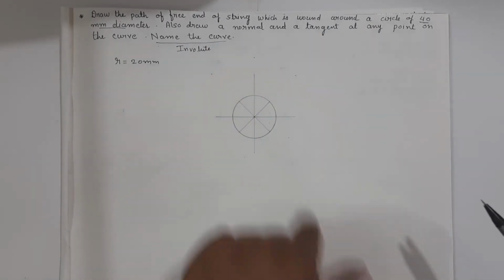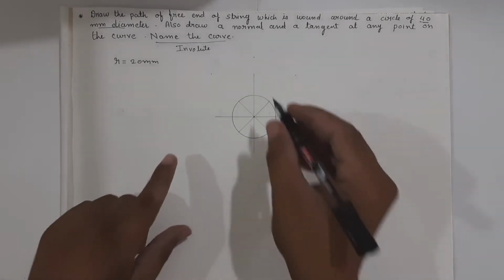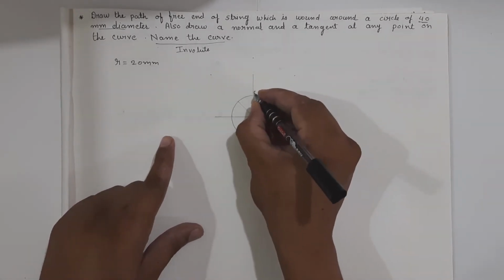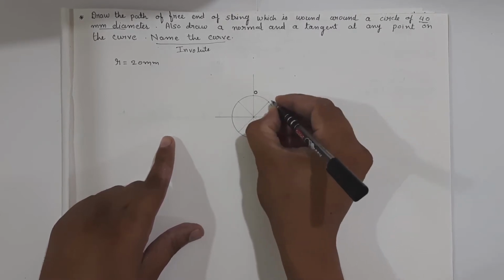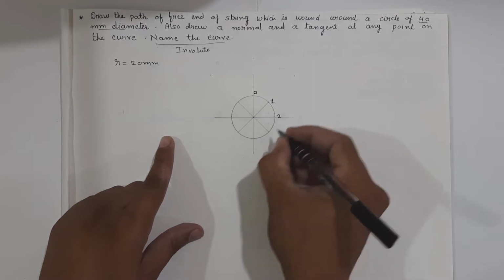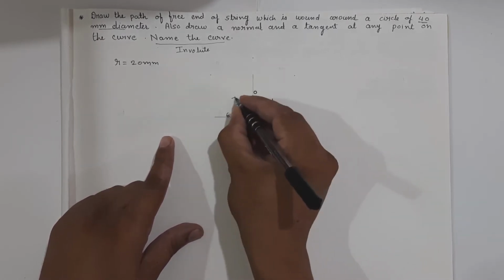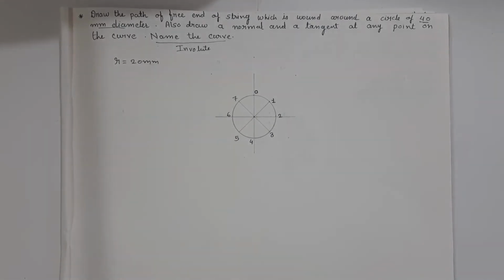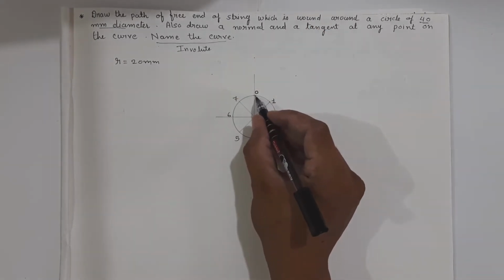Now divide this circle into 8 equal parts, and after dividing the circle into 8 equal parts, give the number of each division, that is 0, 1, 2, 3, 4, 5, 6, 7. Now after dividing the circle we have to attach a string on the circumference of the circle.